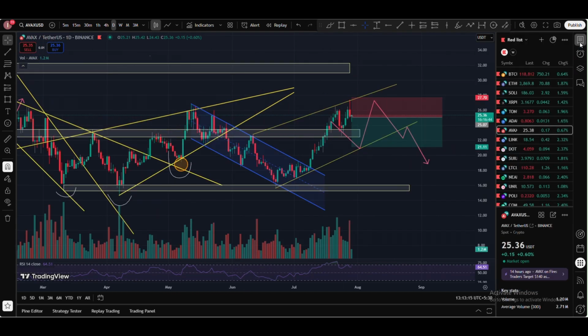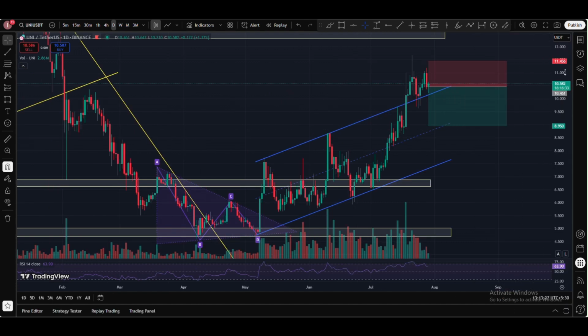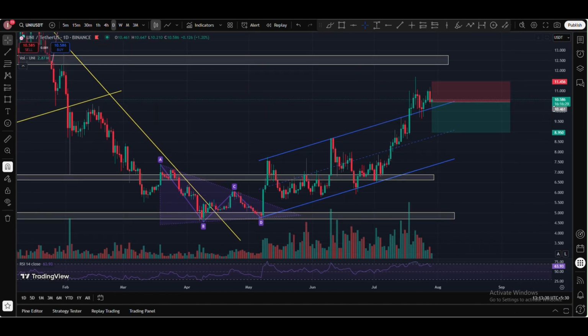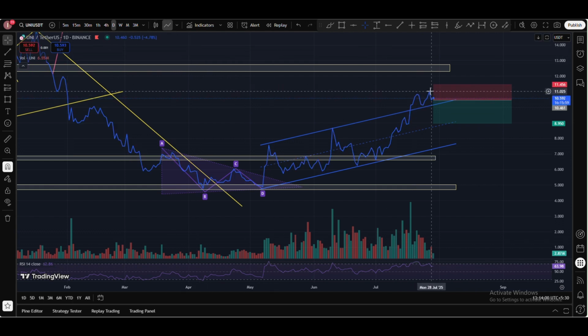Now I'm going to show you the next trade idea in the UNI USDT chart. Actually, in the UNI USDT chart there is a bearish divergence. You can't see the bearish divergence on the candlestick chart, so now let's move to the line chart. Actually, now you can see a bearish divergence.